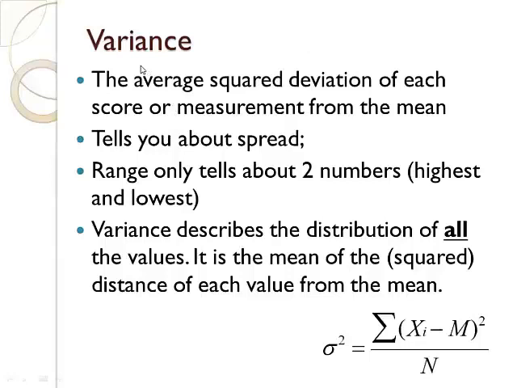The variance is a bit more informative. The variance is defined as the average squared deviation of each score or measurement from the mean. So it includes all the scores rather than just the two that the range tells us about. Variance describes the distribution of all the values because it includes all the values in its calculation. And it is the mean of the squared distance of each value from the mean.